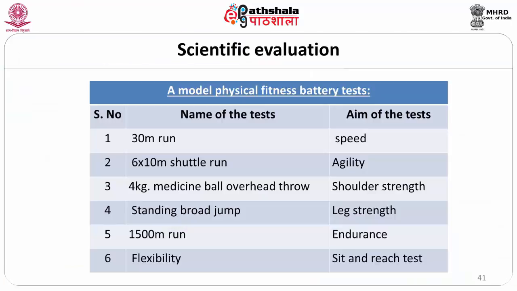The following is a battery of tests. The names of the tests: Number 1, 30 meters run. The aim of the test is to measure speed. Number 2, 6 into 10 meter shuttle run, and the aim is to evaluate agility. The third test, 4 kilogram medicine ball overhead throw, and the aim is to measure shoulder strength. Number 4, standing broad jump to evaluate leg strength. Number 5, 1500 meters run to evaluate endurance. And number 6, sit and reach test to evaluate hip flexibility.